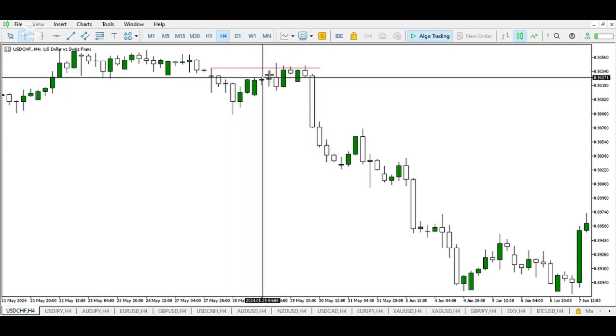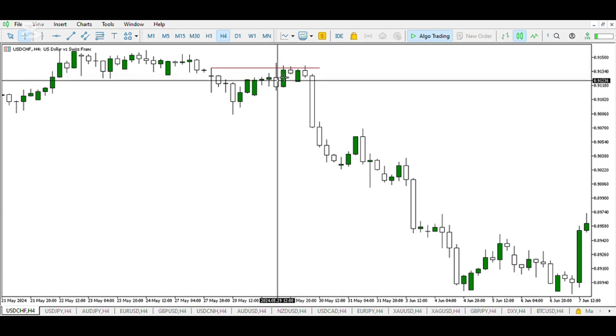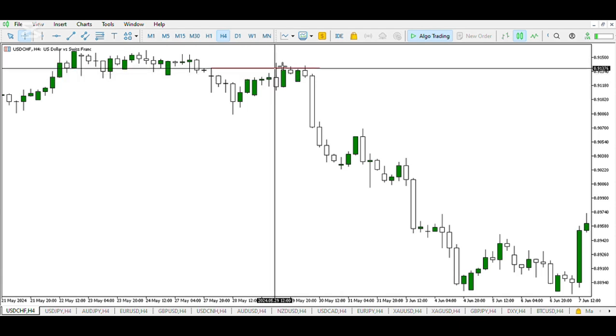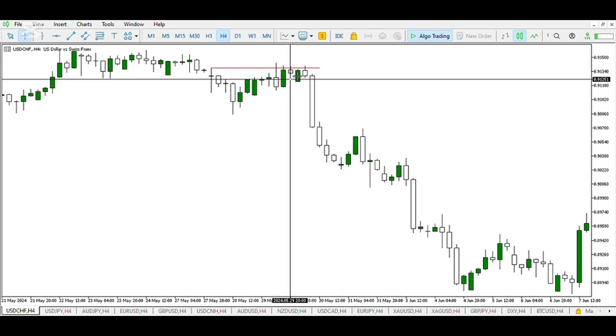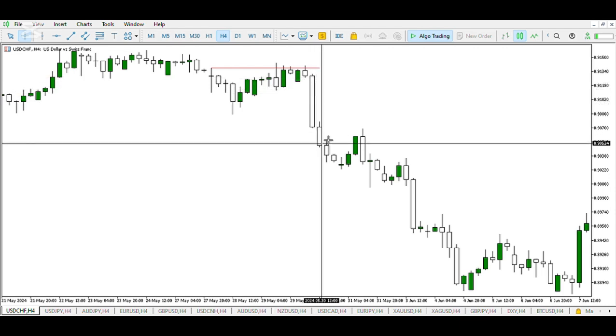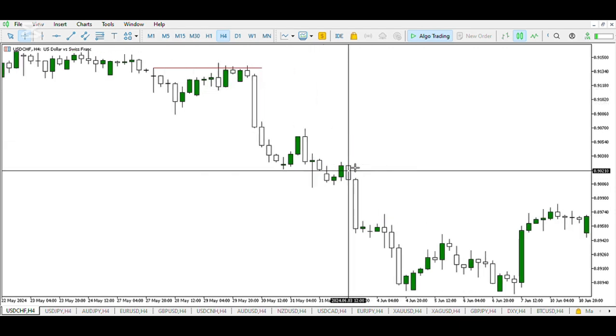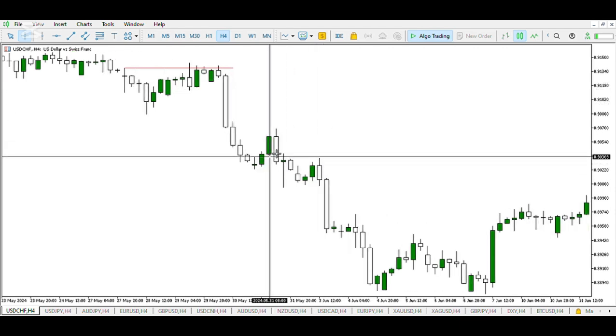We have the timing also met. So first, is the timing met? We have the liquidity grab. Although not much of an impulsive move, we have the break of structure. So that is also a good move.